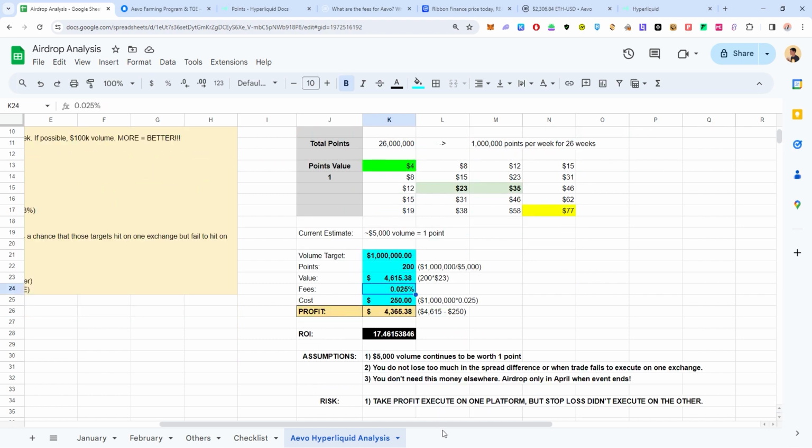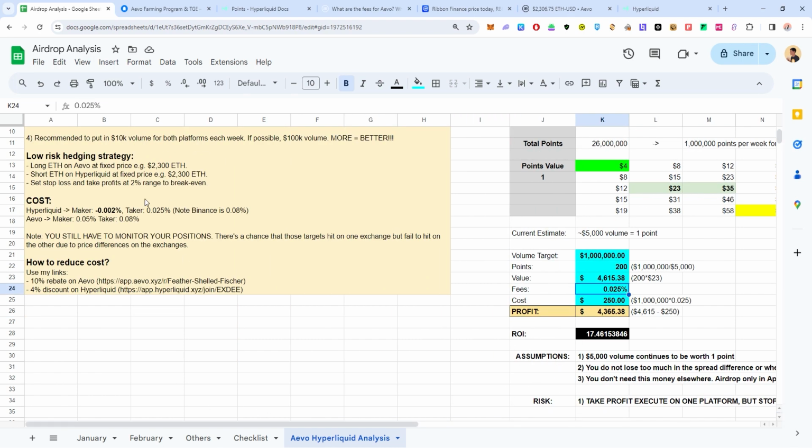Now we talk about the fees. Remember, the fee is 0.025% if you are a taker. If you are a maker, you actually make a profit. It's a negative 0.002%.